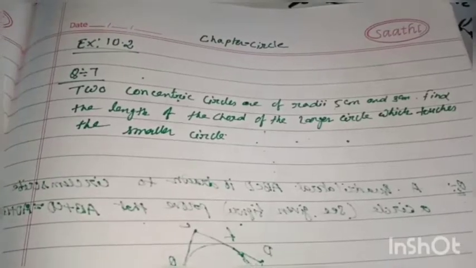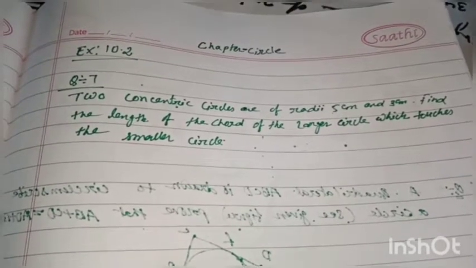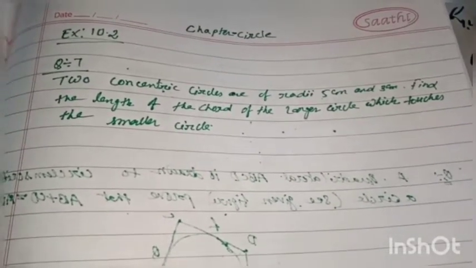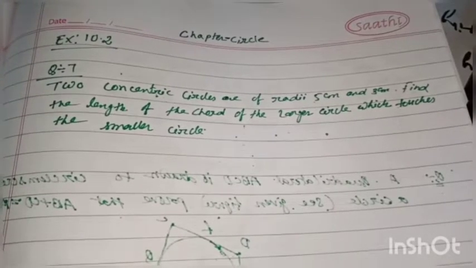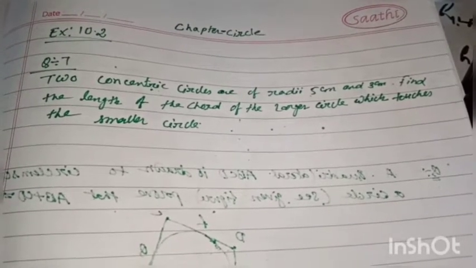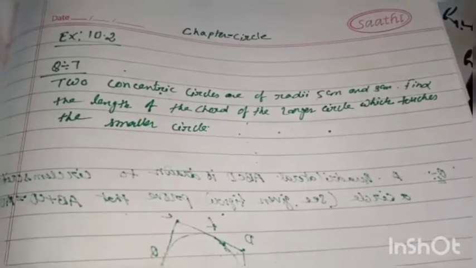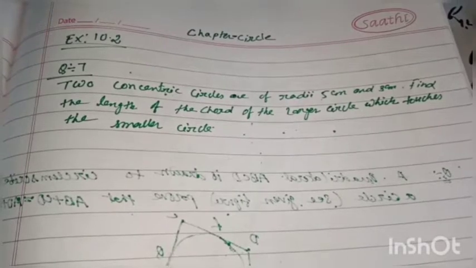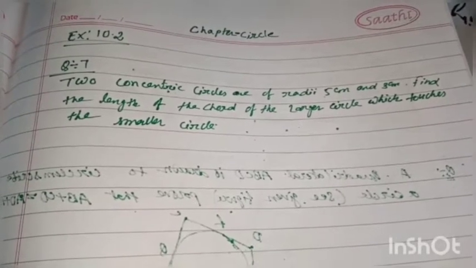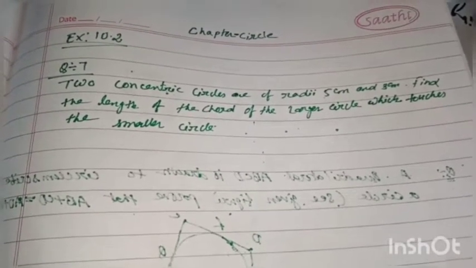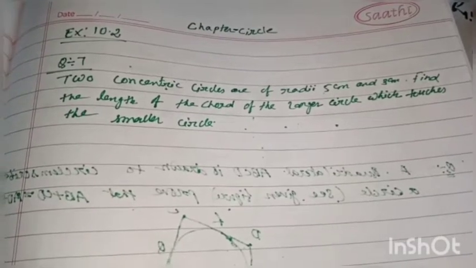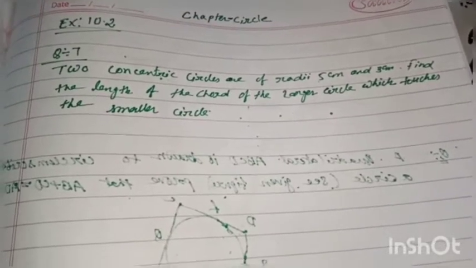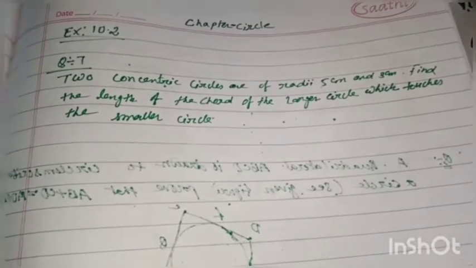Chapter Circles, exercise 10.2, question number 7. Okay, today we will start from question number 7. Two concentric circles are of radii 5 cm and 3 cm. Find the length of the chord of the larger circle which touches the smaller circle. Concentric circle means you already know, the one center. Means there are two circles with a common center. So first of all, you have to draw the figure from this given information.